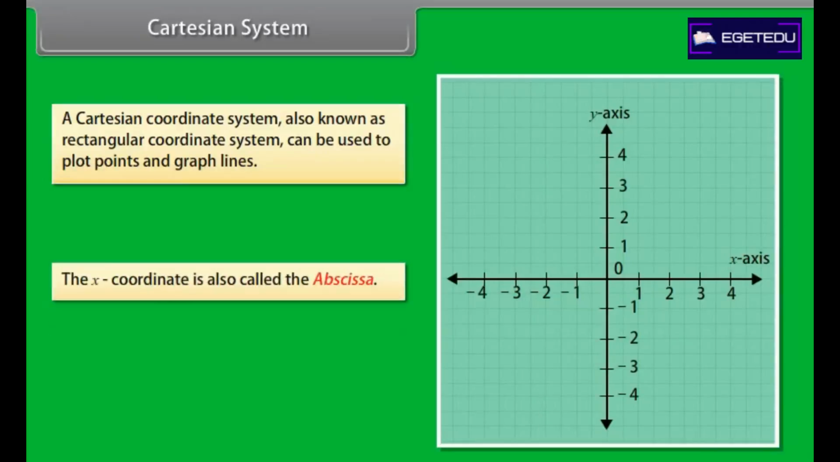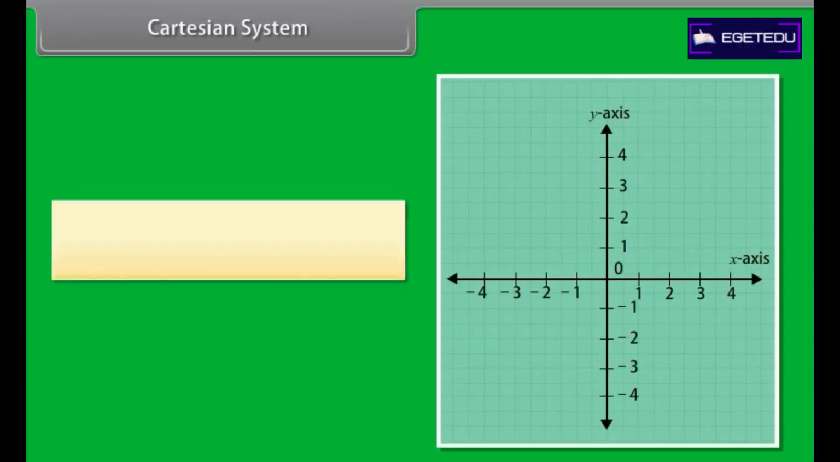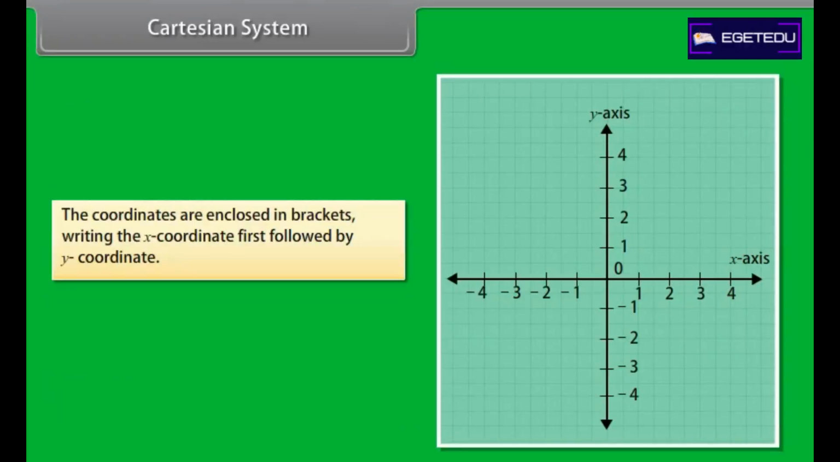The x-coordinate is also called the abscissa. The y-coordinate is also called the ordinate. The coordinates are enclosed in brackets, writing the x-coordinate first followed by y-coordinate. The center or intersection of the two axes is equal to (0, 0). Terms used in Cartesian system.